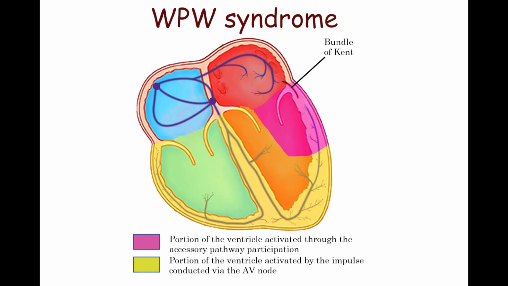The delta wave results from the activation of a certain portion of the ventricles by an impulse conducted via the accessory pathway. Another part of the ventricle is activated by the impulse conducted via the atrioventricular node. The degree of pre-excitation depends on the ventricular mass activated through the accessory pathway participation.